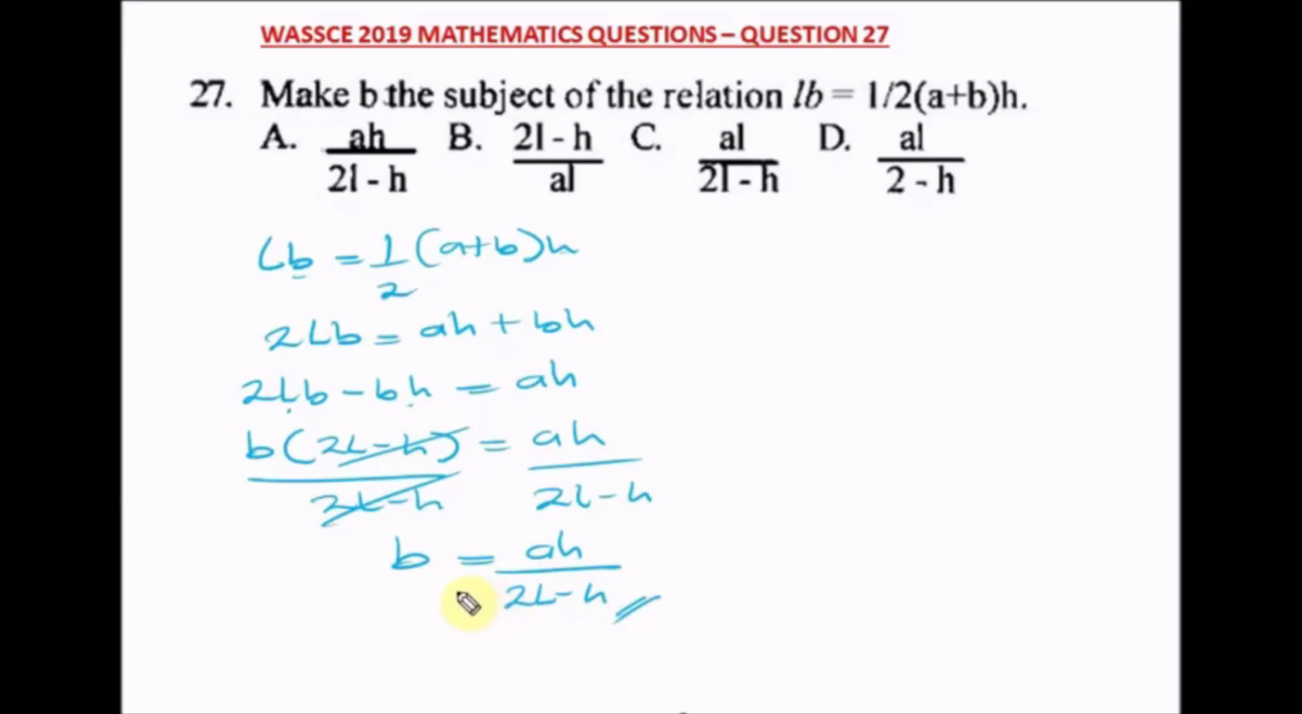Making B subject of a relation, or any letter, is just making sure it stands alone on the left hand side of the equation. All right, so this is our answer. And what's our right option here? Our right option is option A.